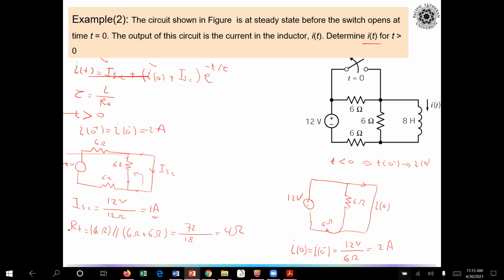So once I found my R, I can calculate my time constant tau, which is L divided by R. My L is 8 henry, divided by 4 amps, and I end up with 2 seconds. So now I have all the elements.